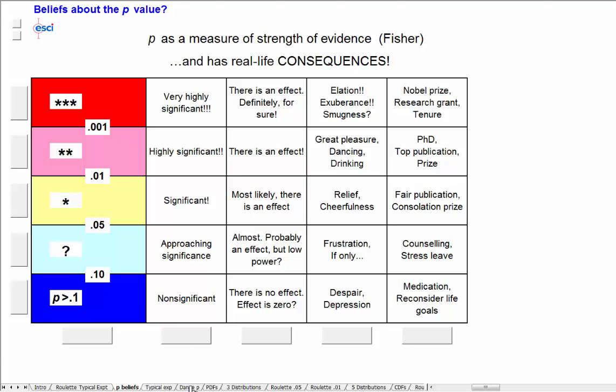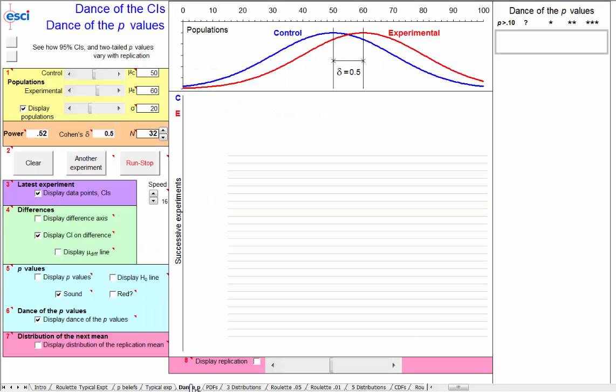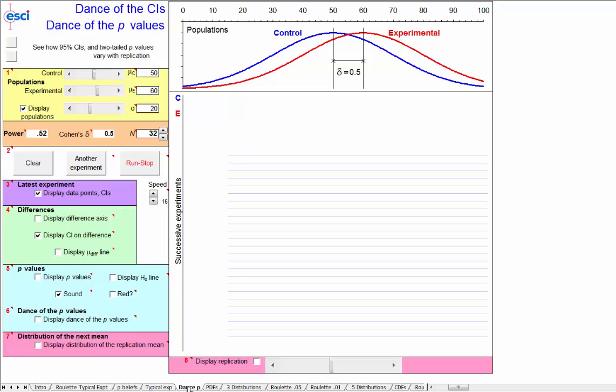But there's one more reason that I think is perhaps even stronger why p-values are deeply misleading and estimation is much more informative. I'm going to switch to the dance of the p-values here. I'm going to discuss how unreliable, how misleading p-values can be. So let's take a typical experiment. I'm assuming we've got a control population and an experimental population, and that the true difference between the two population means is 10 points on this scale.